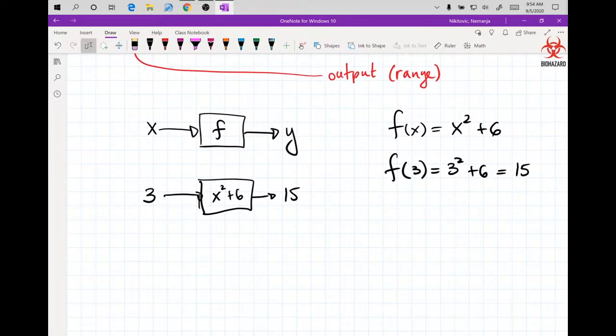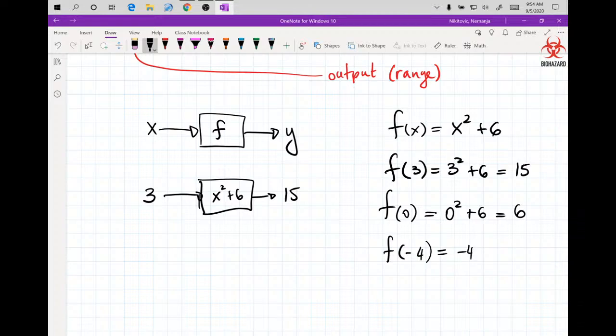Now we can plug in a different value, f of 0. So 0 squared plus 6 would be just 6. You can plug in a negative number, negative 4. That's going to give you negative 4 squared plus 6, which is 22. 4 squared is 16, right? The negative goes away because negative times negative is positive. So we get 22. So you got your input into the function and your output out of the function.